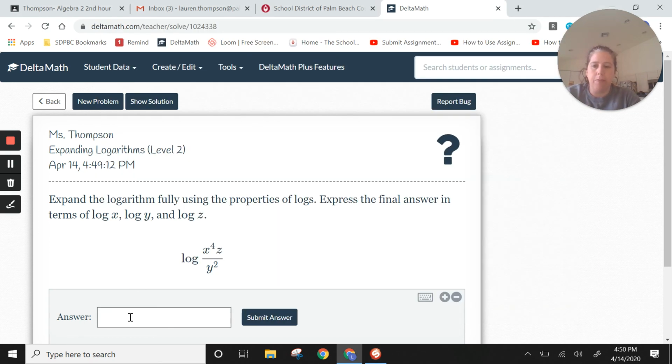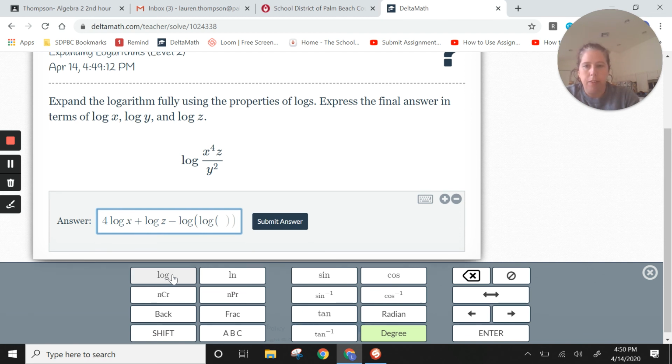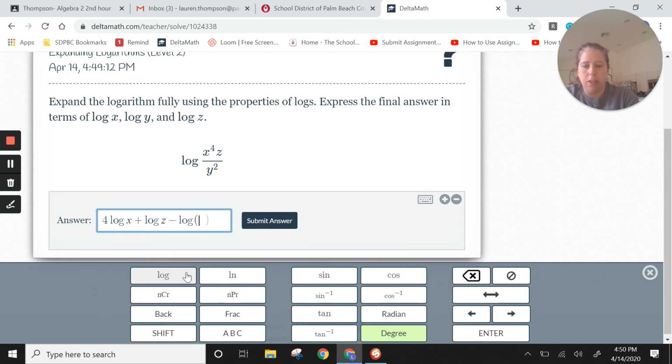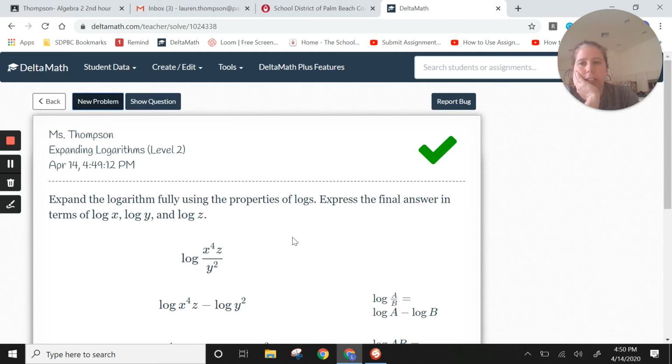So let's go back. So we got 4 log x plus log z minus, and I'm going to use the keyboard so you can see it. Again, remember, go to functions, then log. Now I want a y here, but you want a 2, so you guys can actually just put the cursor right there. So I got 2 log y. So 4 log x plus log z minus 2 log y. Submit your answer. Yes. There you go. Bam.